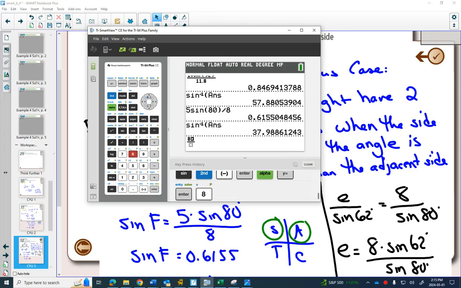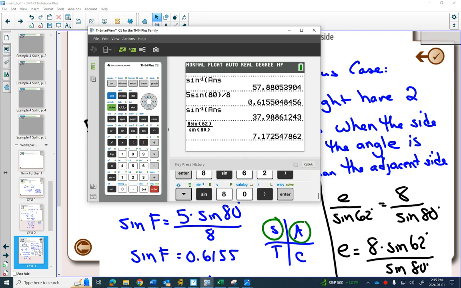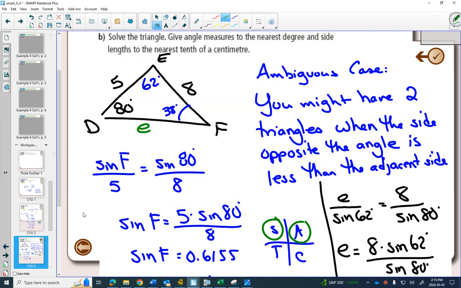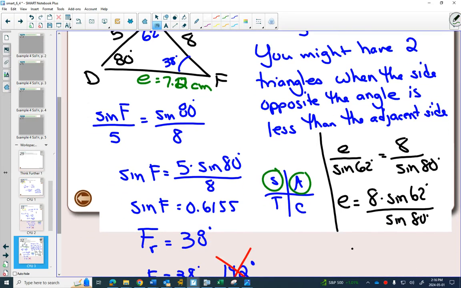Eight times sine of 62 divided by sine of 80. 7.17. To the nearest tenth would be 7.2 centimeters. So when a question says solve a triangle, they want you to find every single angle and every single side possible.